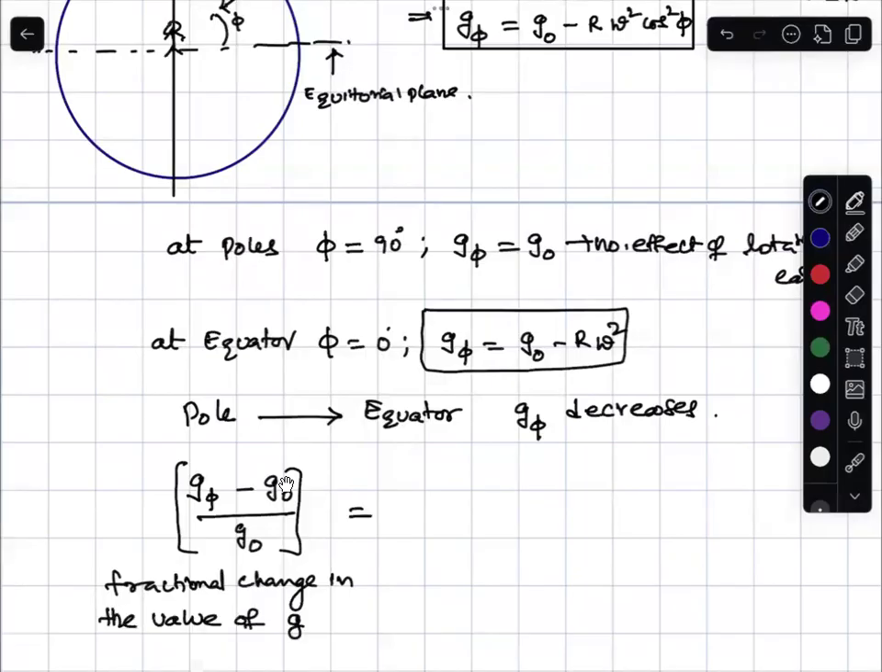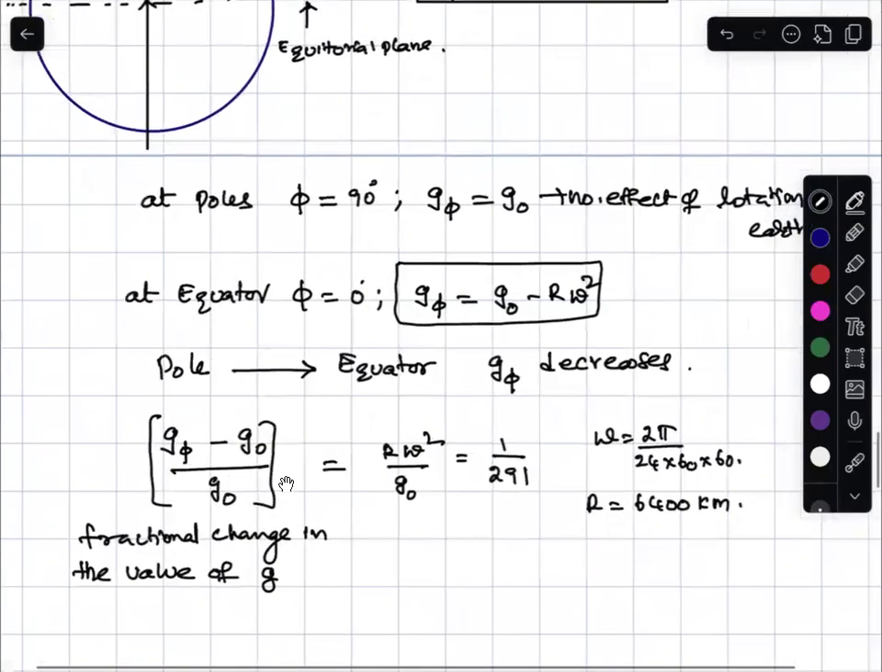This will become R omega square by g naught. Taking the radius factor, omega factor, g factor, all that into consideration, this will become 1 by 291. Don't forget, omega is 2 pi by 24 into 60 into 60. R is 6,400 kilometers. You substitute all, you will get this result, 1 by 290.